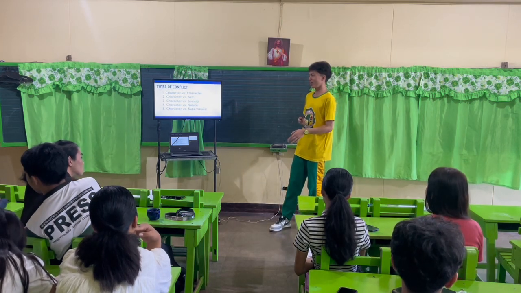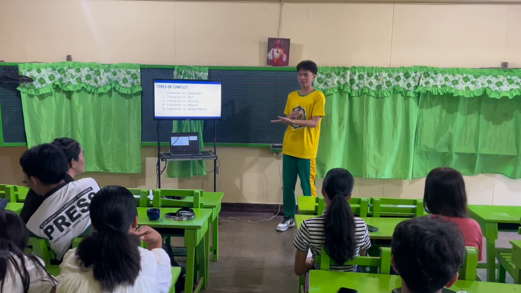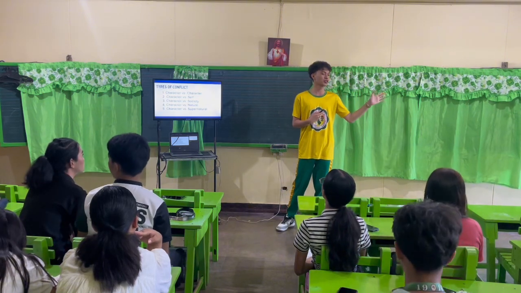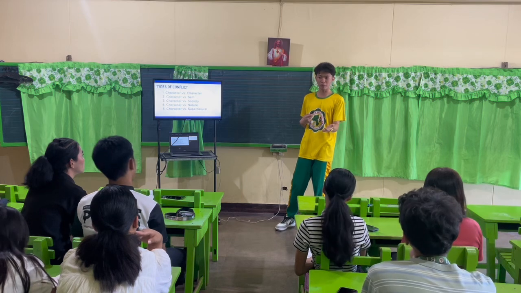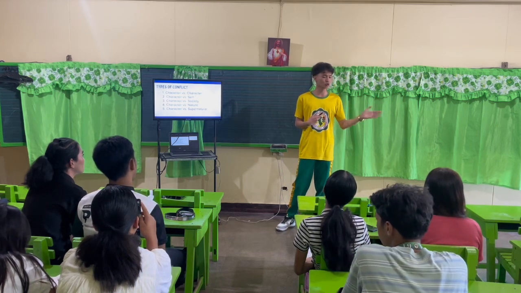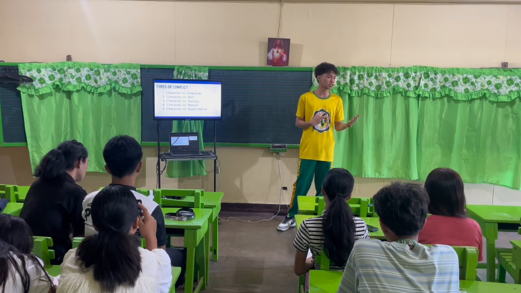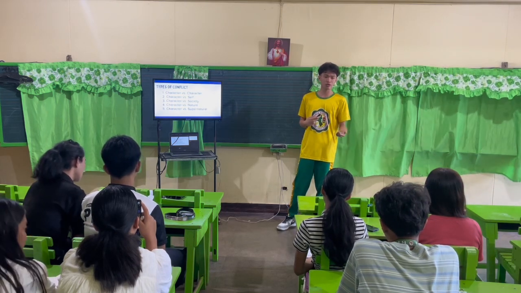Now we have character versus nature. The nature here is the natural calamities itself. Take for example the tsunamis, the storms, the earthquakes that hinder the development or the progress of the main character throughout the story.